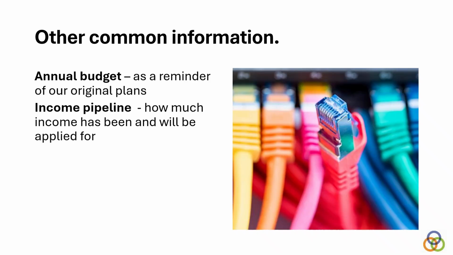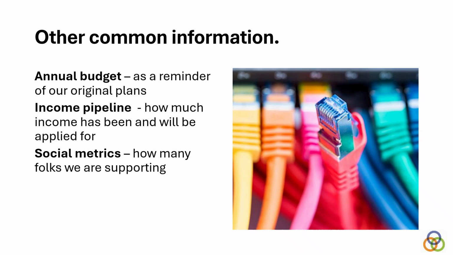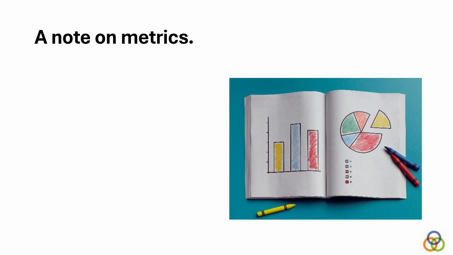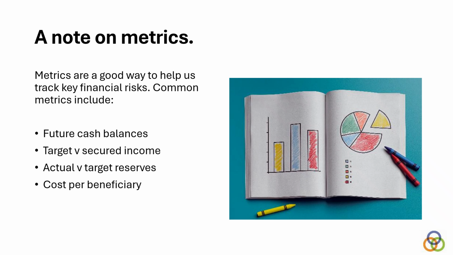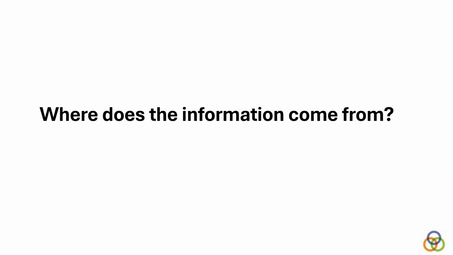It might also include a copy of the annual budget as a reminder of our original plans, an income pipeline, any social metrics to track our social impact, and our key risks. There's a wide variety of metrics that you can use. Taking a risk-based approach is not a bad way to start. Common metrics might include future cash balances, target versus secured income, actual versus target reserves, or a cost per beneficiary. And we'll show some charts later as examples.